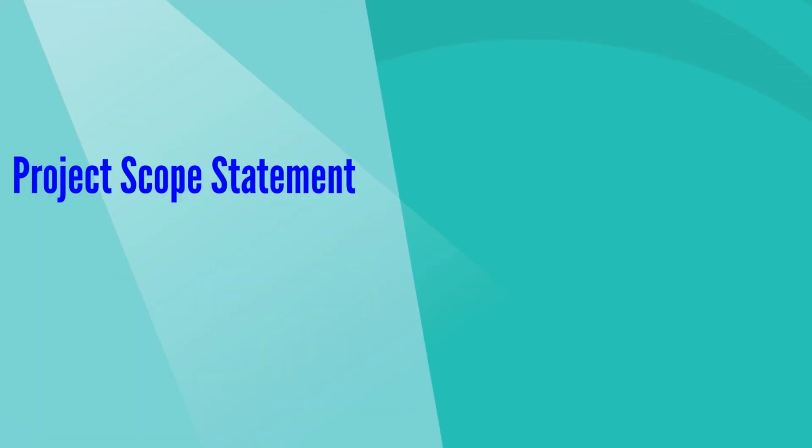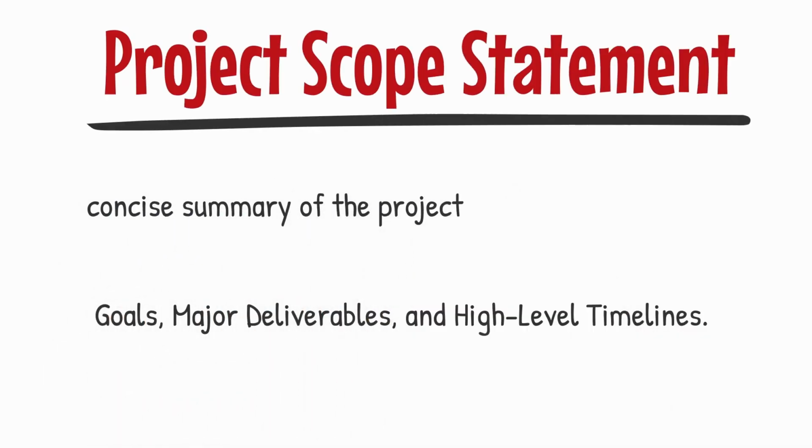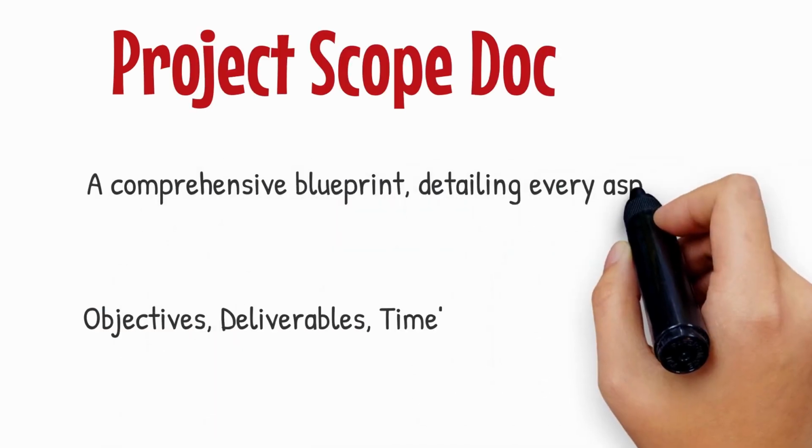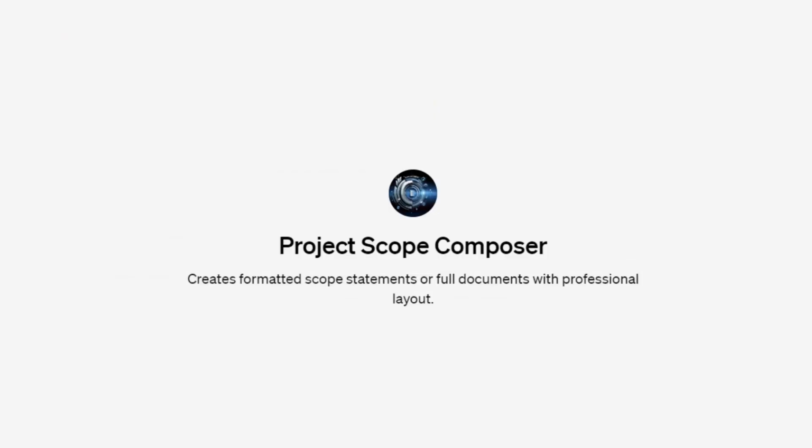This AI GPT, the Project Scope Composer, is adept at crafting both a project scope statement and a project scope document. A scope statement briefly outlines a project's objectives, deliverables, and boundaries, serving as a succinct guideline. A scope document, in contrast, is a comprehensive blueprint detailing every aspect of the project from start to finish. Now, let's see how our GPT works and automatically formats responses into a clear, professional layout.